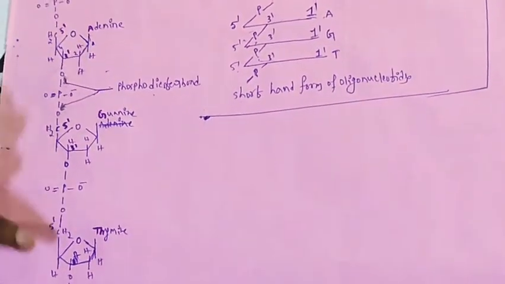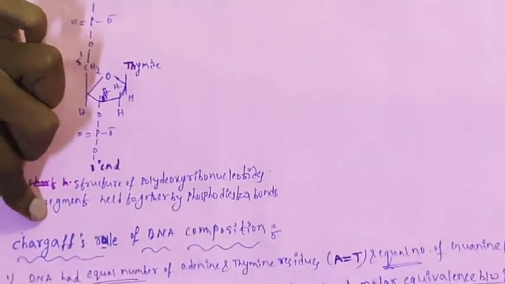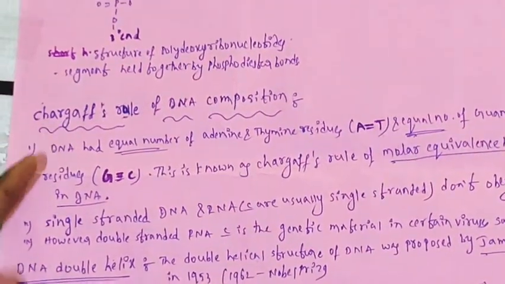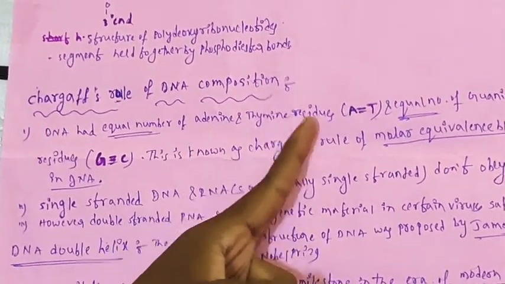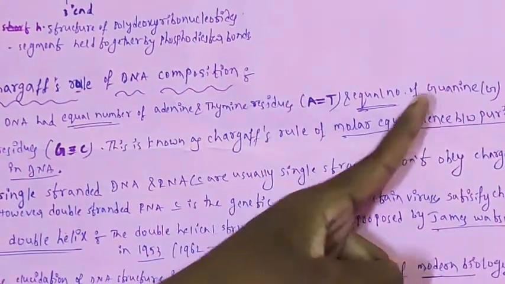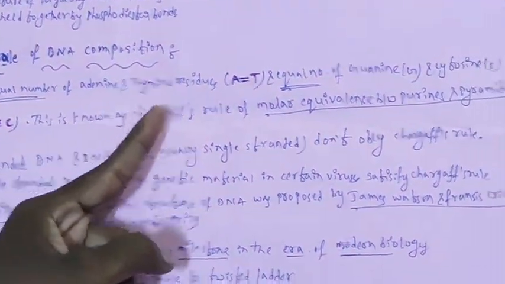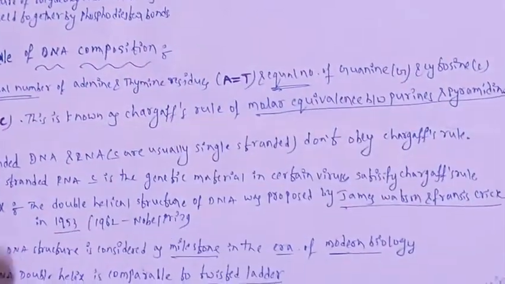Then let's see Chargaff's rule of DNA composition. Chargaff's rule is very important. What is meant by Chargaff's rule? DNA has an equal number of adenine and thymine residues, and an equal number of guanine and cytosine residues. This is known as Chargaff's rule of molar equivalence between purines and pyrimidines in DNA.